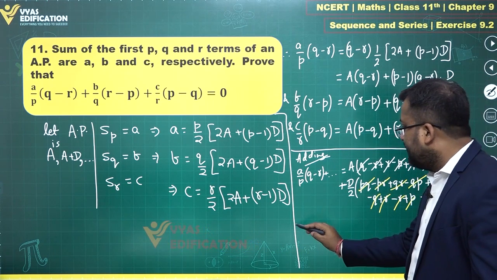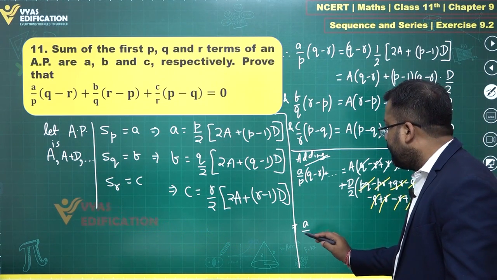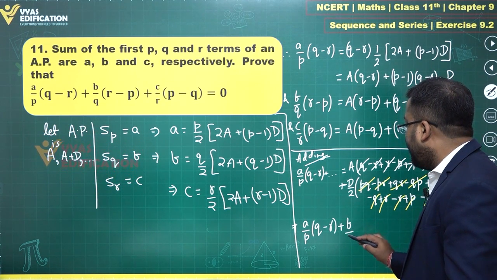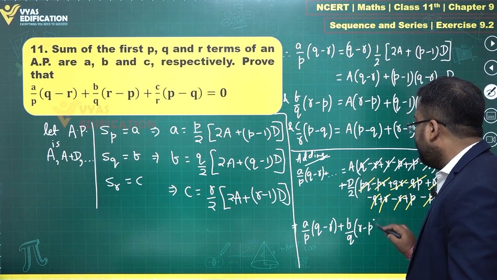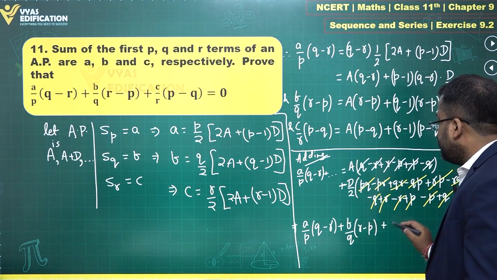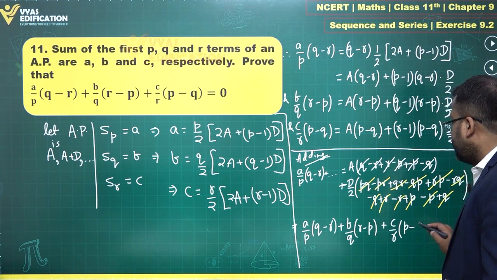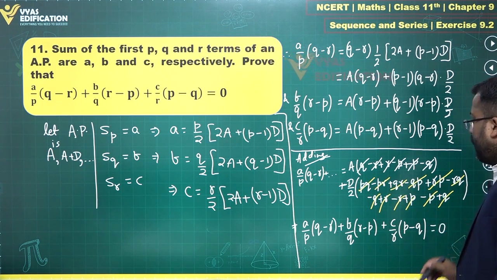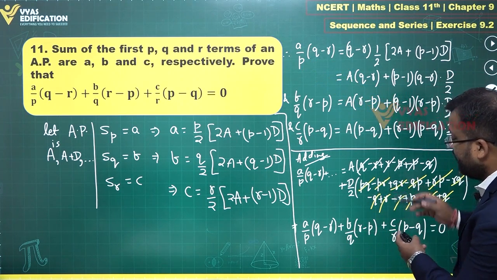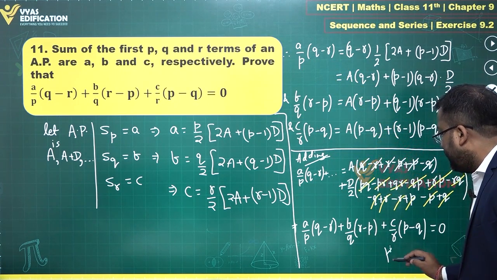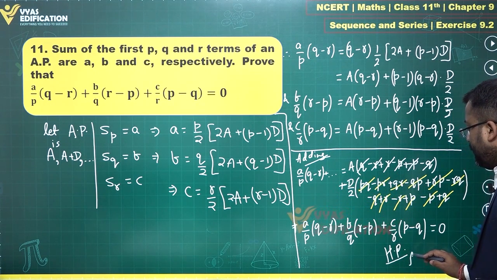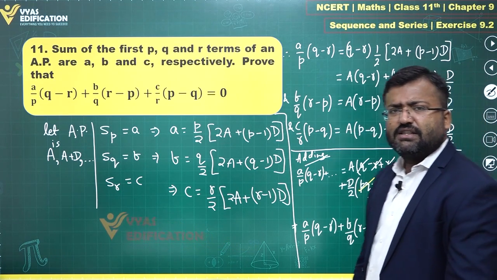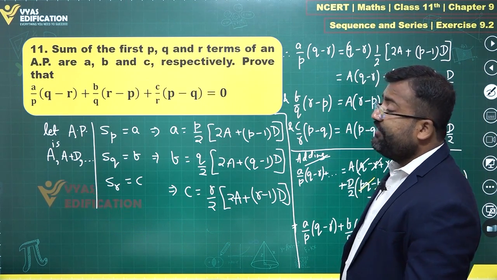So that tells me A by P times (Q minus R) plus B by Q times (R minus P), this term, plus C by R times (P minus Q). This whole left hand side is equal to 0 on the right hand side. That's what you see with this, and this is what we wanted to prove, right? That's the complete proof of this question, as you can see over here in this solution. That's all? Yes, that's all for this 11th question over here.